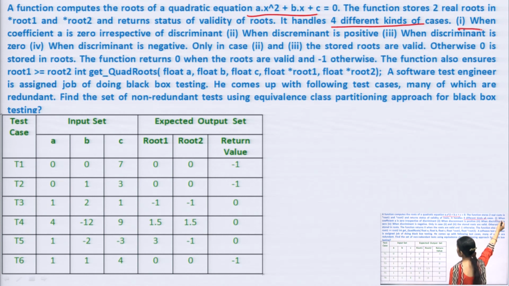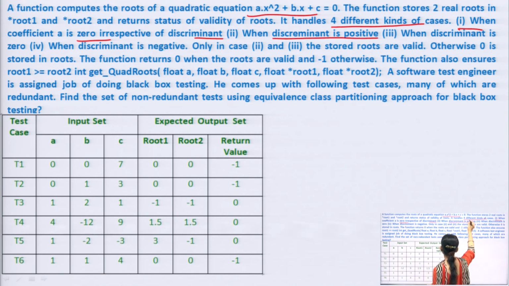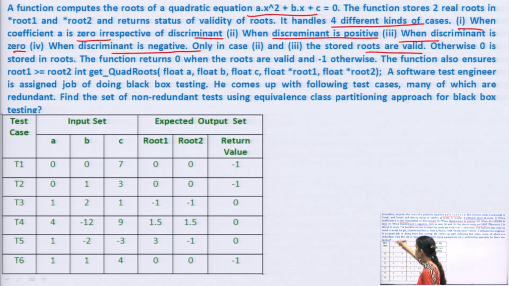The first case is when the coefficient a is 0, irrespective of the discriminant. The second case is when the discriminant is positive, the third case when the discriminant is 0, and the fourth case when the discriminant is negative. In the second and third cases, the stored roots are said to be valid, else 0 is stored in the roots. For this we have defined A, B, C as float, and root 1 and root 2 are also defined as float.